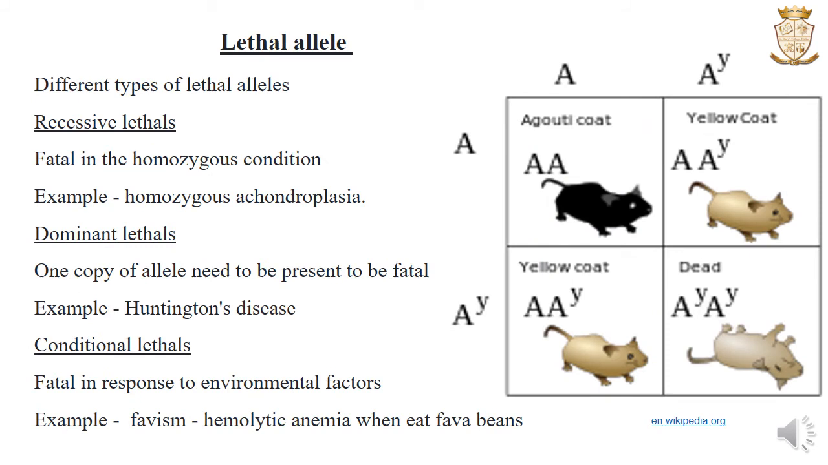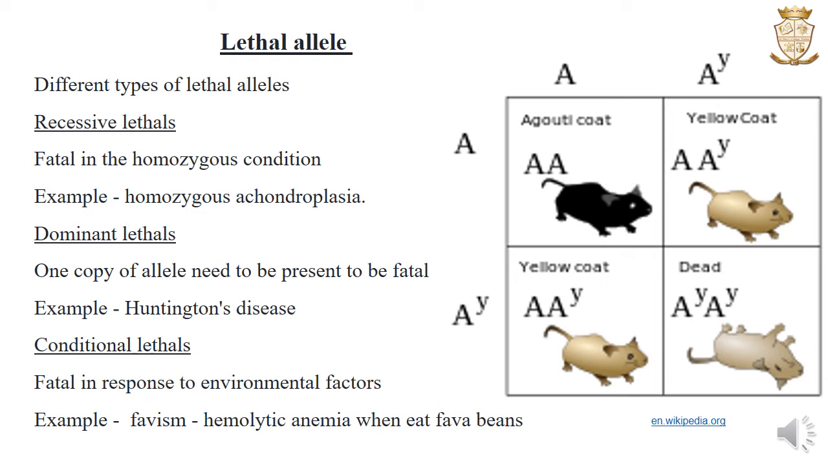Now we are moving on to lethal alleles. Lethal alleles result in the death of an individual. Some genes have alleles that prevent survival when either in a homozygous condition or in a heterozygous condition. As a result, there are different types of lethal alleles: recessive lethal, dominant lethal, and conditional lethal.